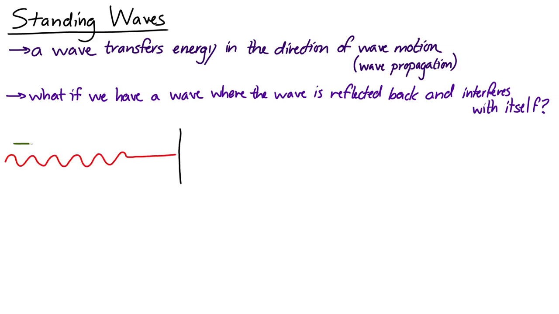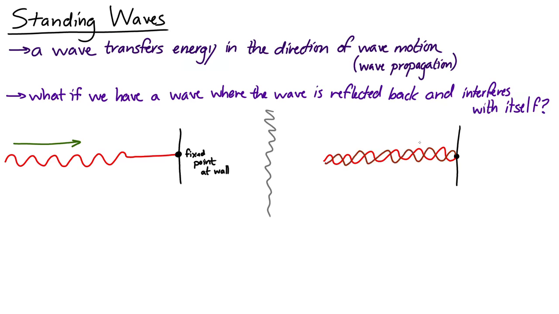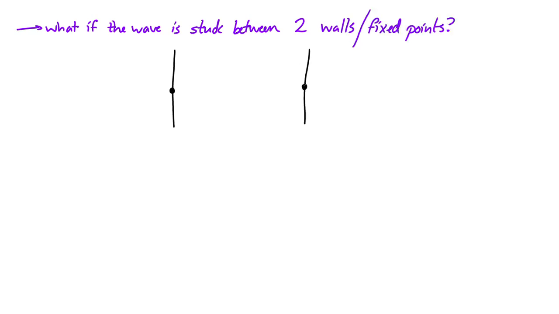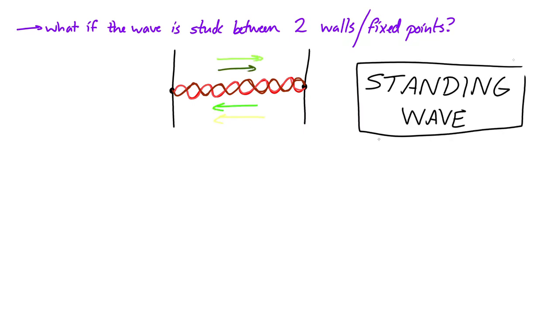Here's the incoming wave, and here's a fixed point, a fixed boundary. The wave is going to reflect back, and we'll get something like this. If that looks a little complicated, it kind of is. Now, what if we made it even worse? What if the wave is stuck between two fixed points, so it just keeps reflecting off one end and then off the other, going back and forth? That situation is called a standing wave. It's a situation where a wave is confined in a space or a volume, and it reflects back upon itself.